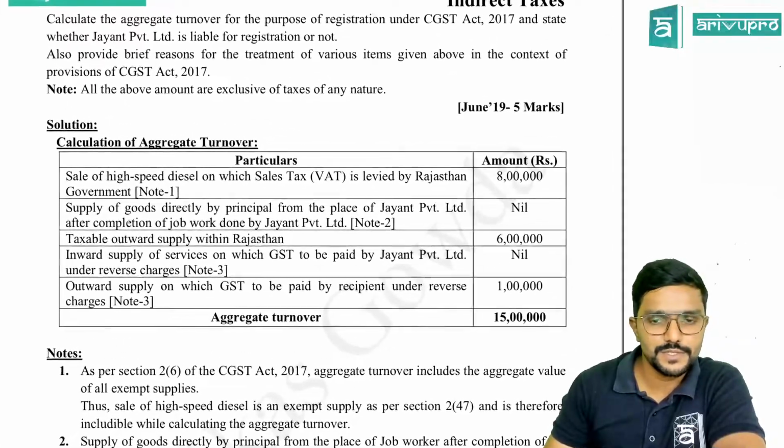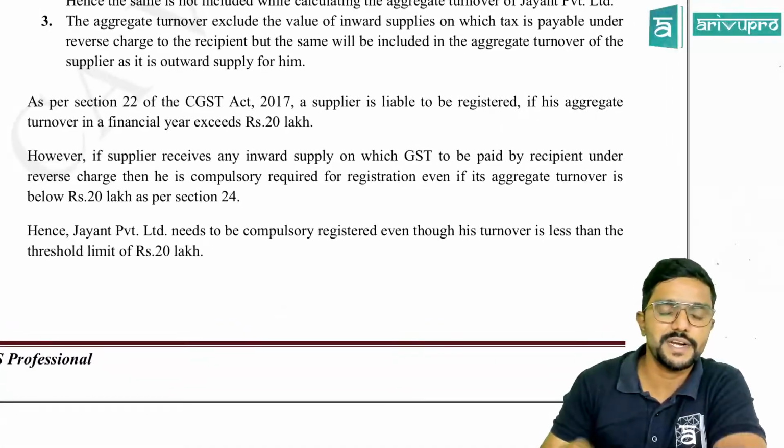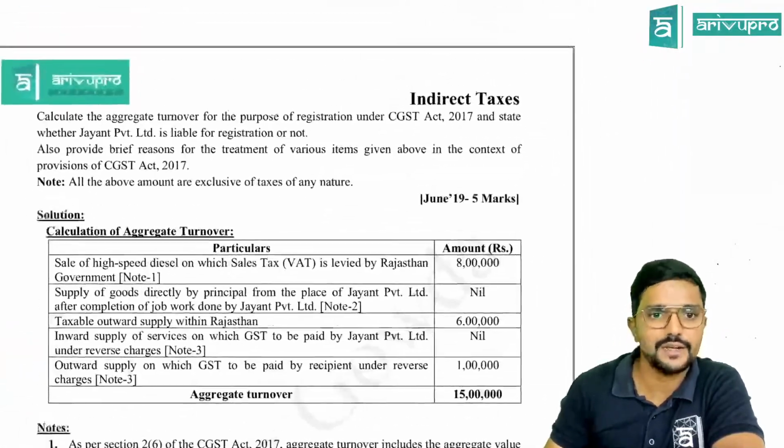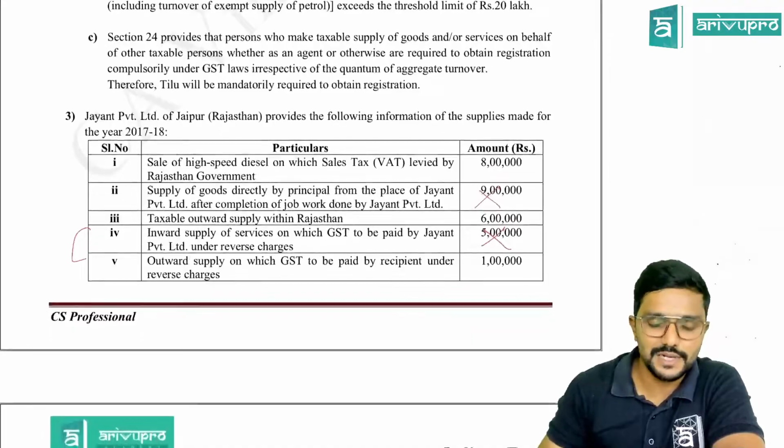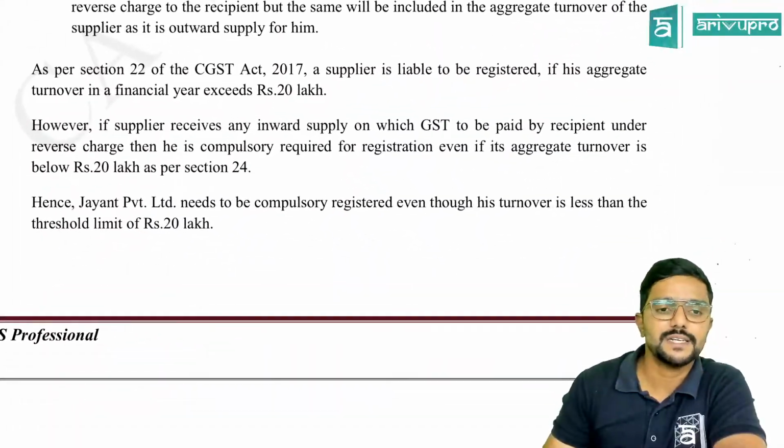Okay, so this is in June 19 exam questions. Next, continuation. With respect to registration, should he get registration? What is his turnover? 15 lakh. Where is he from? Jaipur, Rajasthan, normal state. So now let us answer with respect to registration.